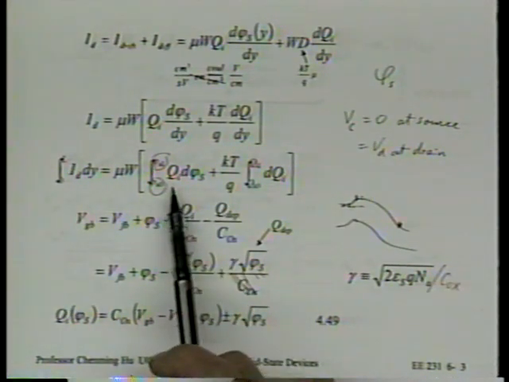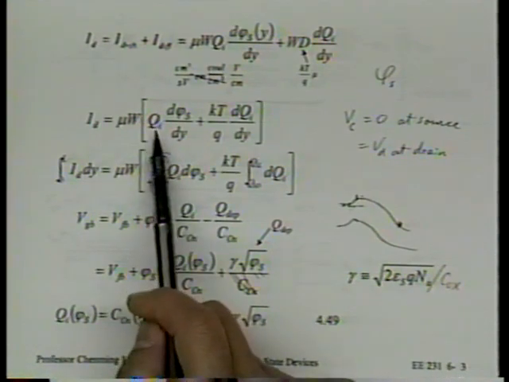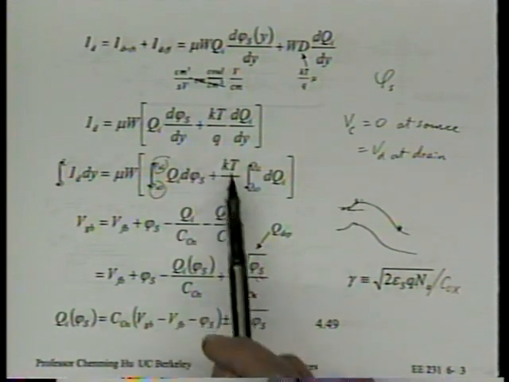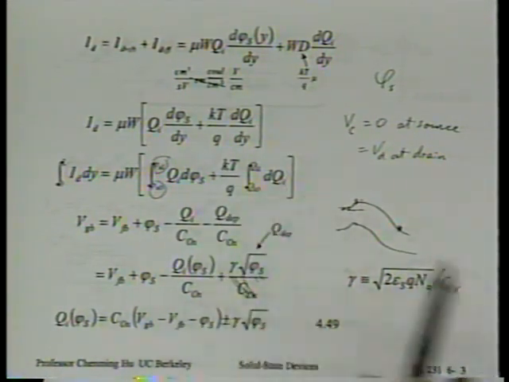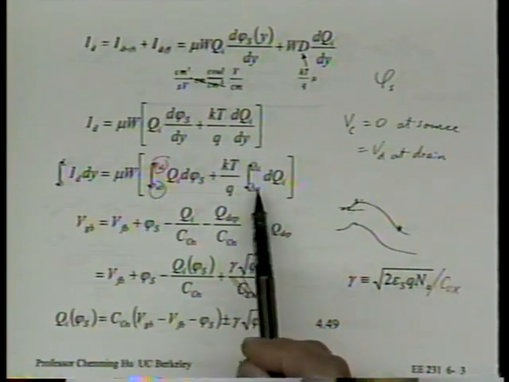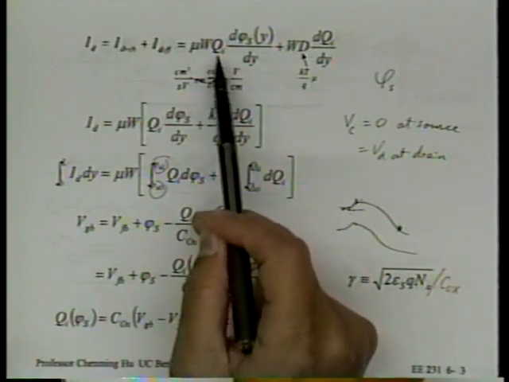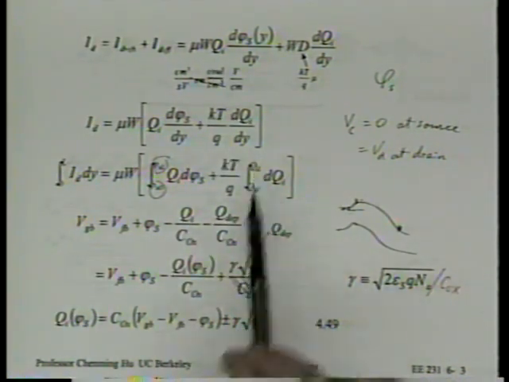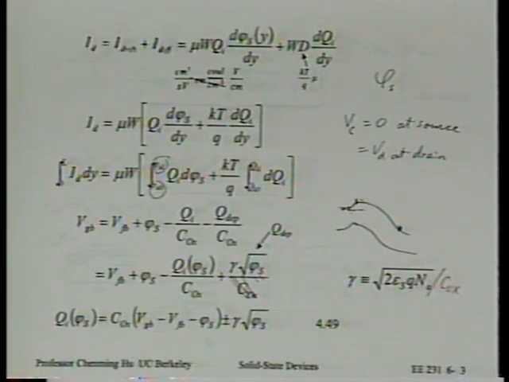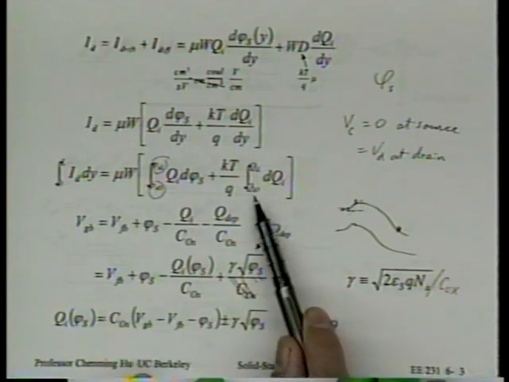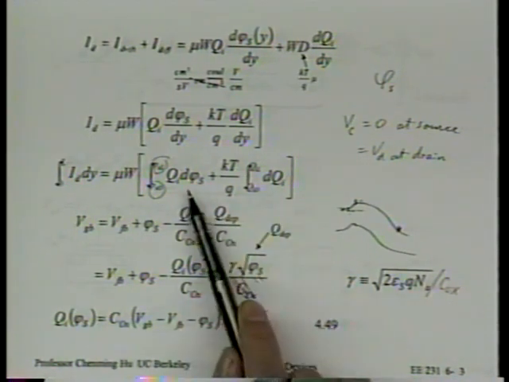And the first term is Qi d phi S, integrate that. Plus the second term, kT over q, just dQi, and integrate between Qi, which by the way is the inversion layer charge density at the source, to the inversion layer charge density at the drain. Is that okay? How do we carry out this integration? The second integration is kind of easy. It just becomes QiL minus Qi0. The first integral is difficult.